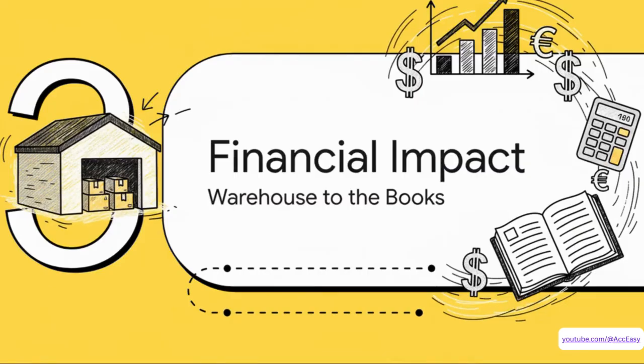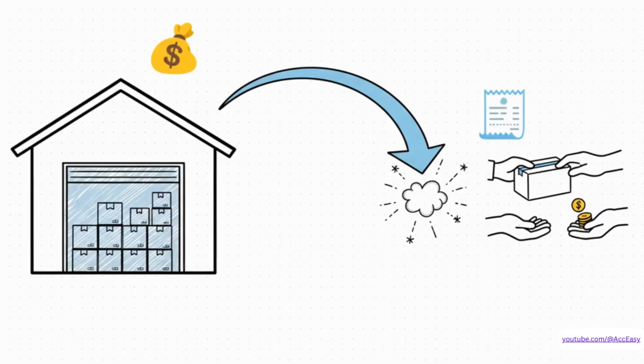All right, so we have our inventory, and we know its cost. Now what? Where do these numbers actually go? This is where we get to see how something sitting in a warehouse has a direct effect on a company's financial health, at least on paper. And this is where it gets really cool, actually.